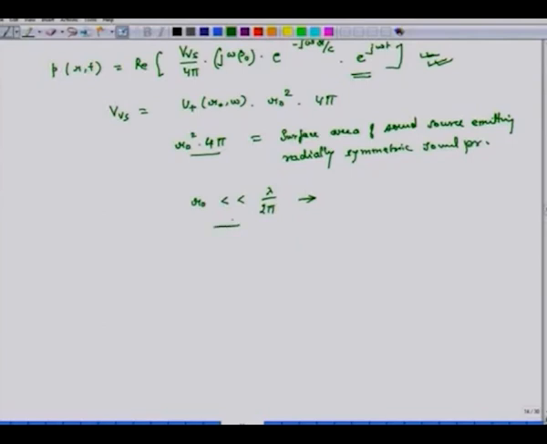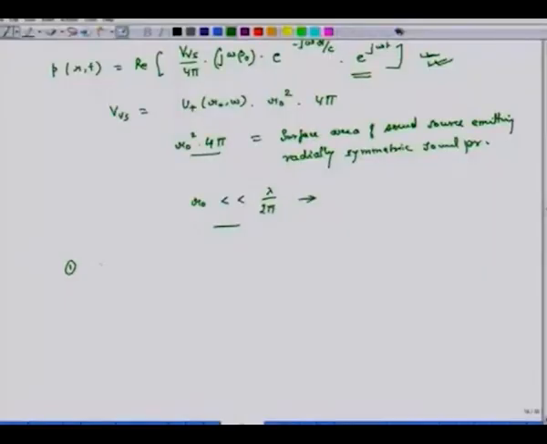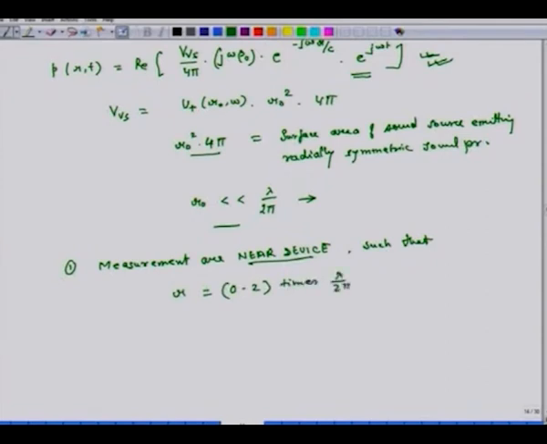At this stage, I also wanted to introduce two more terms. So, one is that if the device is small and I am doing measurements which are very close to the device, such that my measurements are near the device, such that r, which is the position where I am taking measurement, is 0 to 2 times lambda over 2 pi, then these type of measurements are called near field measurements.